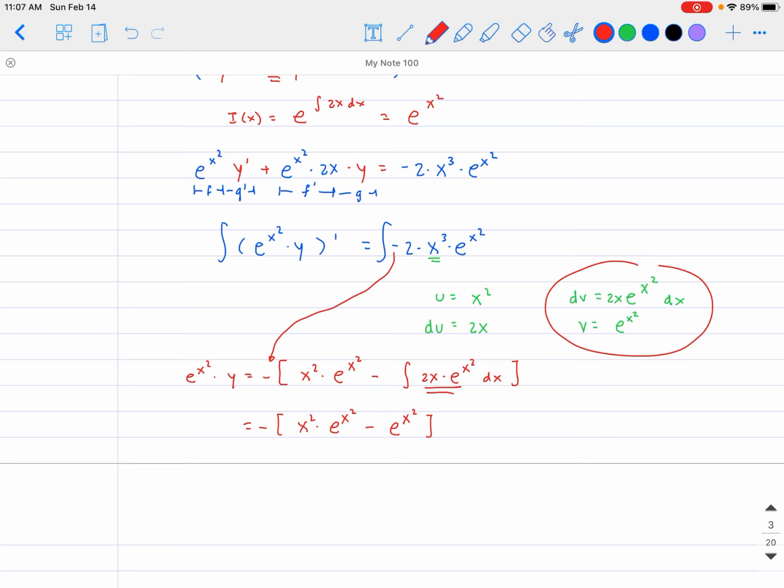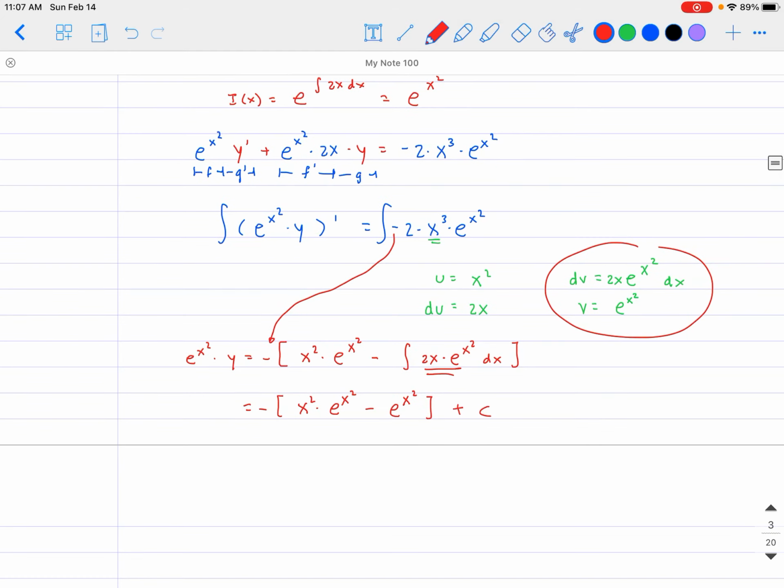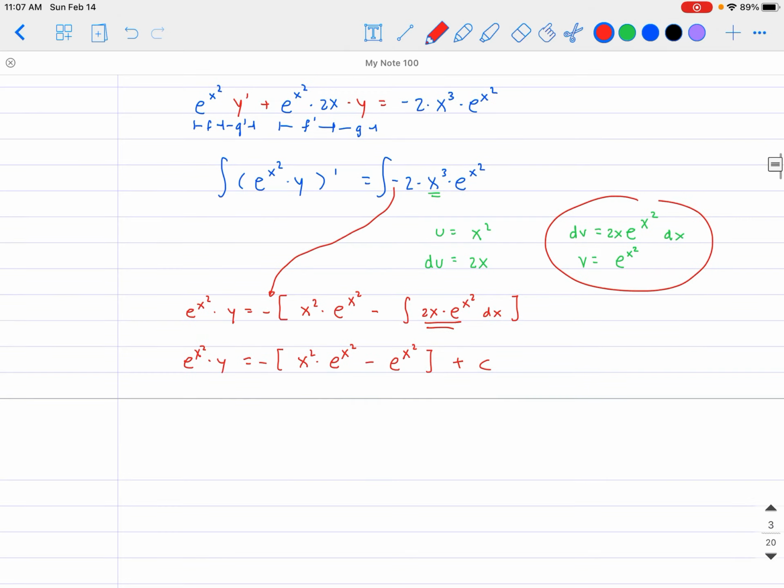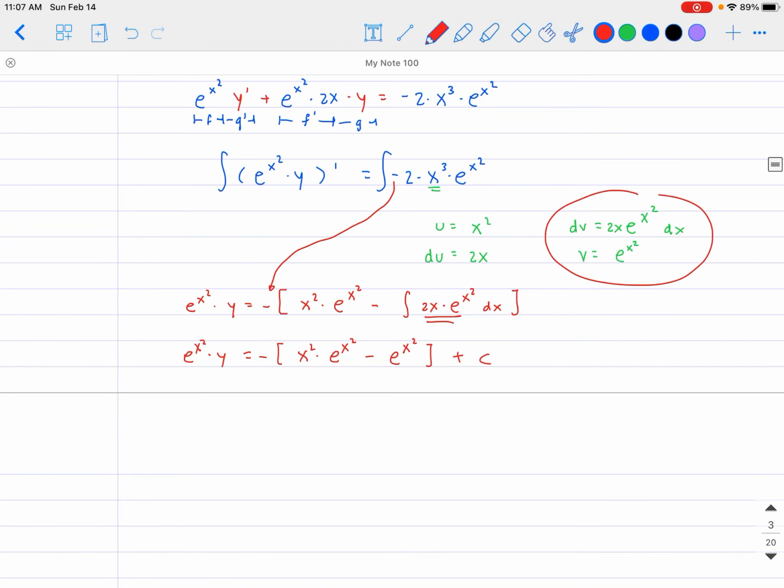And then now we're going to go ahead and say plus c because we technically solved for the antiderivative of everything. And my final step looks like it's just to divide that e to the x squared to both sides. So my final solution is y is equal to negative x squared minus 1. Actually, it becomes a plus 1. And then we have plus c multiplied by e to the negative x squared. And that's your solution to the differential equation then.